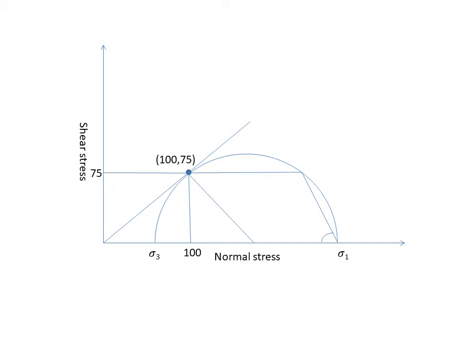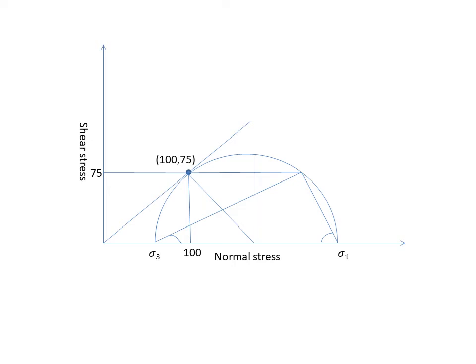And from the pole, again join to sigma 3, and measure this angle. This is the orientation of the minor principal stress. So we have determined the value of major principal stress and the value of minor principal stress. Locate your pole by drawing a horizontal line from 175, then from sigma 1 and sigma 3 join to this point, and measure the angle of inclination of these two lines. This is the orientation of the major principal plane and the minor principal plane.